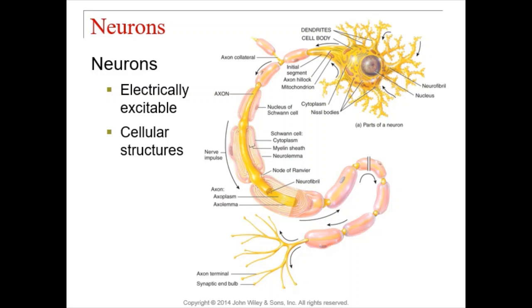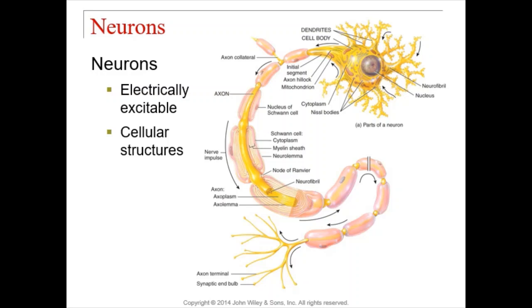We actually name these areas. The areas that do not have myelin are what we call nodes of Ranvier, while the areas that do have myelin are called internodes. So an internode is just a segment of axon that has myelin, and a node of Ranvier is just a segment of the axon that does not have myelin.